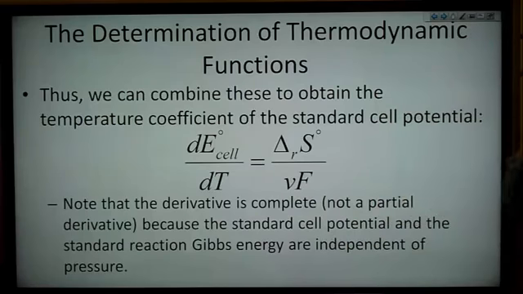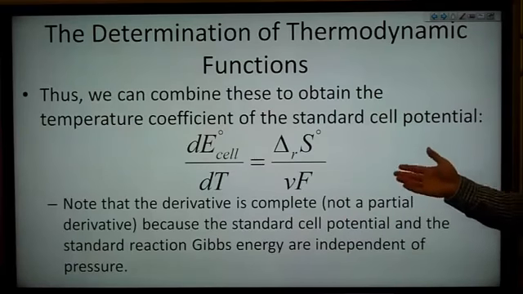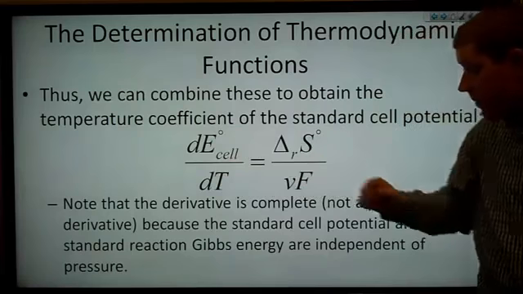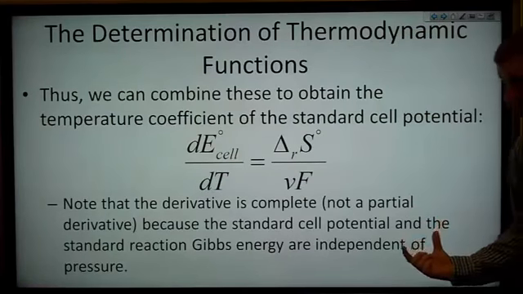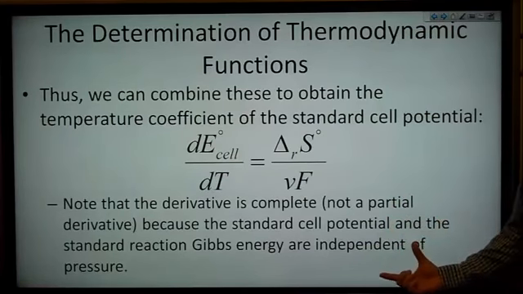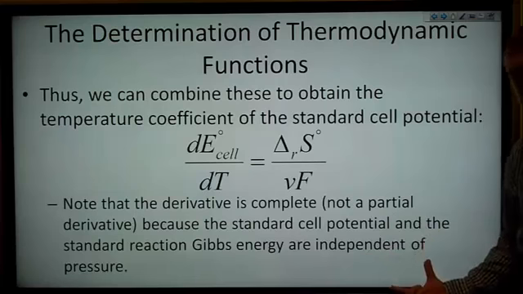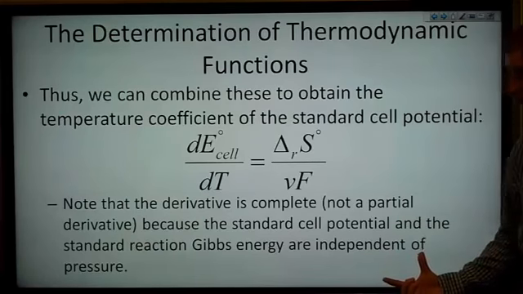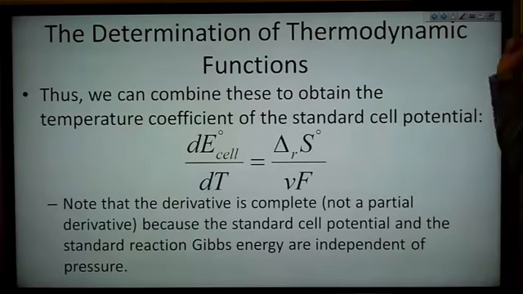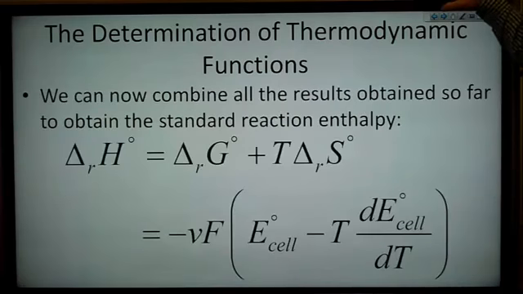So note here that this derivative is complete. It's not a partial derivative, right? It's not a partial derivative here, because our standard cell potential and the standard Gibbs energy are both independent of the pressure. And so it's an exact derivative.